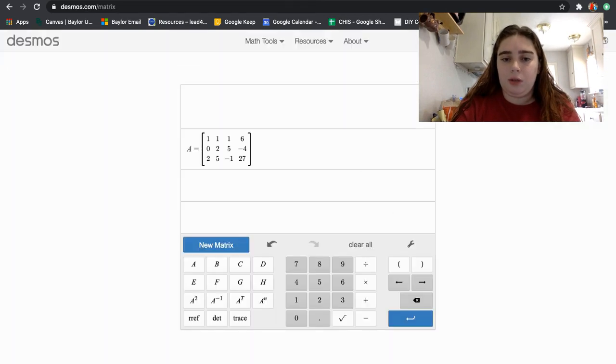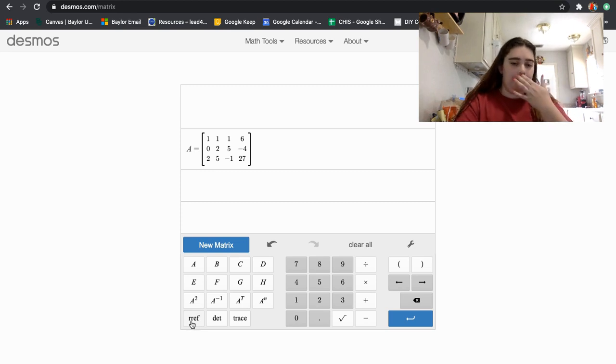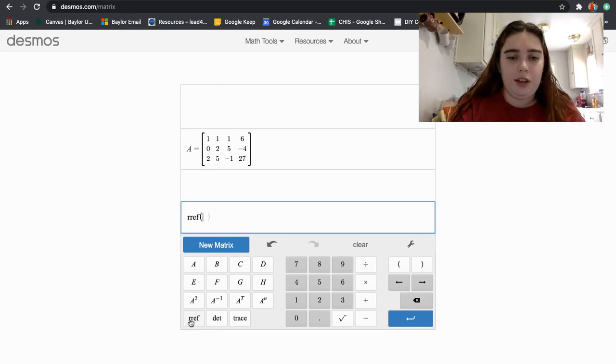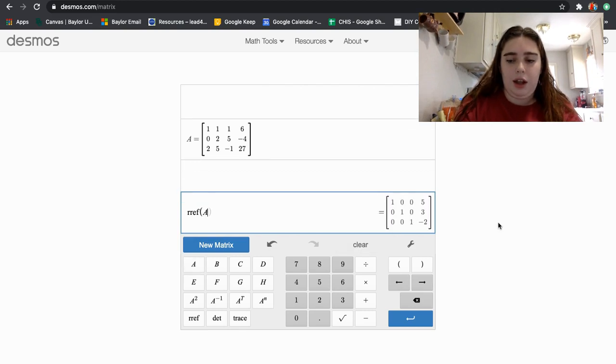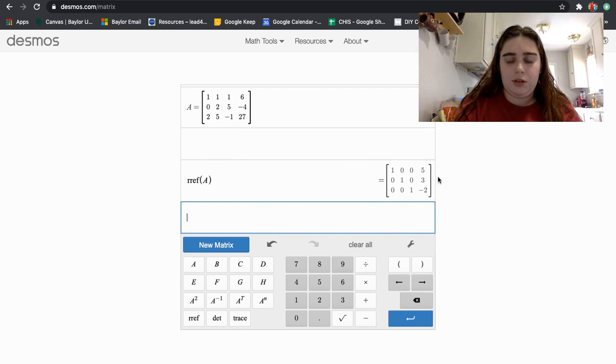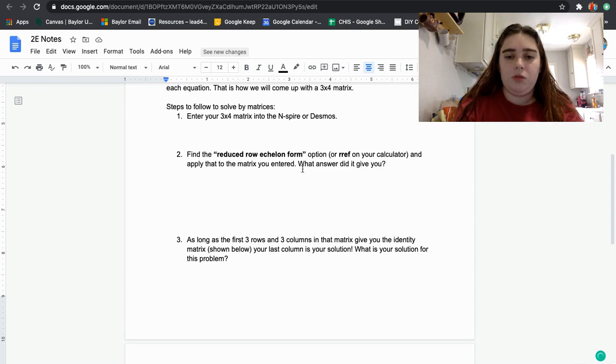So let's go back to our calculator. All right, you'll see it right here, the bottom left, RREF. We're going to click on that. Then it gives us some parentheses next to it. What that means is it's telling us to put in whatever matrix we want to find the reduced row echelon form of. The matrix we entered equaled matrix A, so we're going to click A. And then it automatically gave us our answer over here to the right, okay? So look back at your notes. It wants you to write down whatever answer it gave you. So go ahead and write that down.